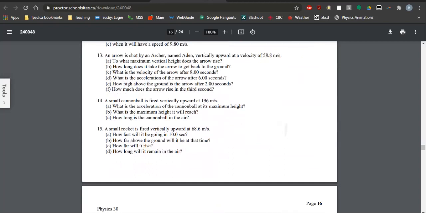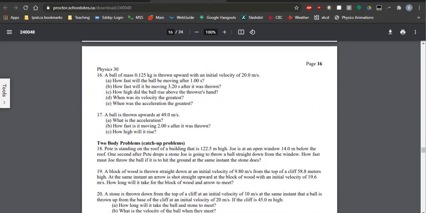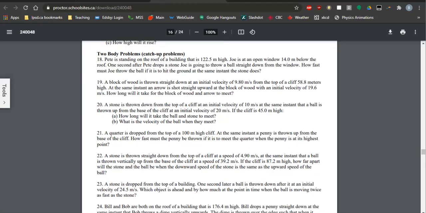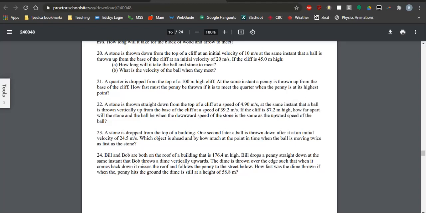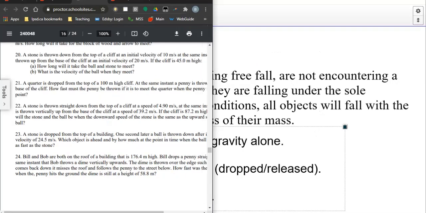Questions 1 to 17 are fairly straightforward. They're mostly just free fall problems. Questions 18 to 24 are a little bit more challenging. So when you attempt those problems, you'll probably want to use a full page in order to do them all. So let's get started here.